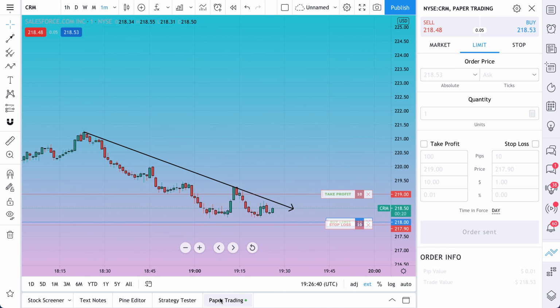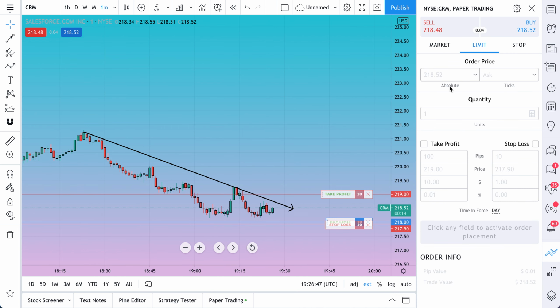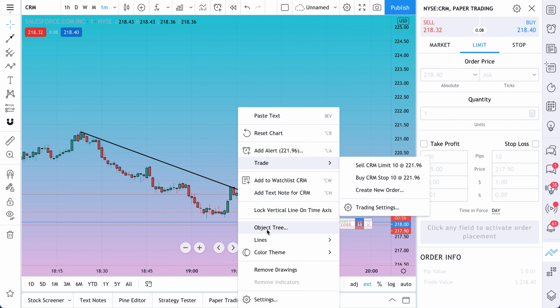So you have your paper trading account, and your order panel is right here. You can open and close it with one click, and you can set up your order and all of the parameters, take profit, stop loss, and then get the order started. There's also these buttons up here: buy at market, sell market, and these are also the bid and the ask, by the way. One final tip: if you right click on the chart, you can place trades at specific levels.